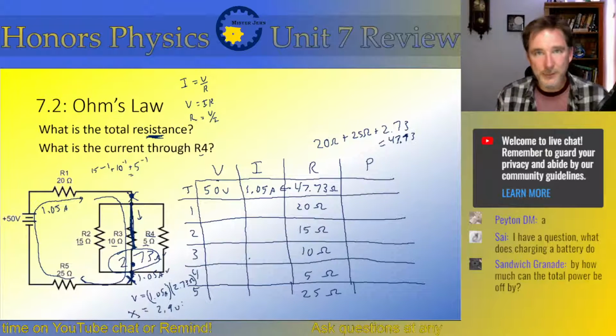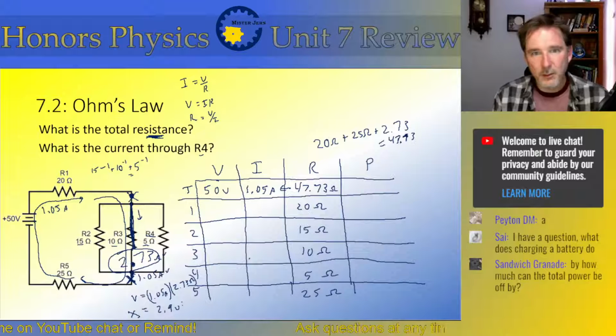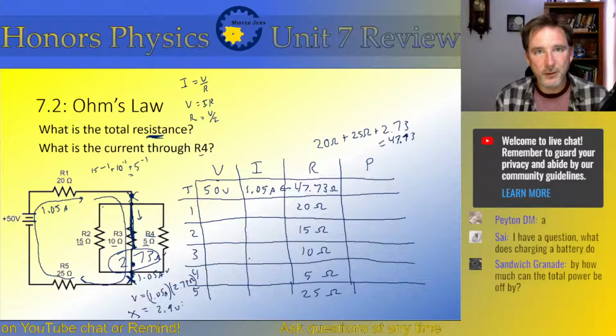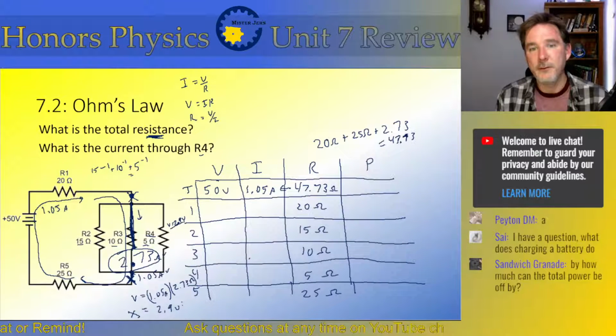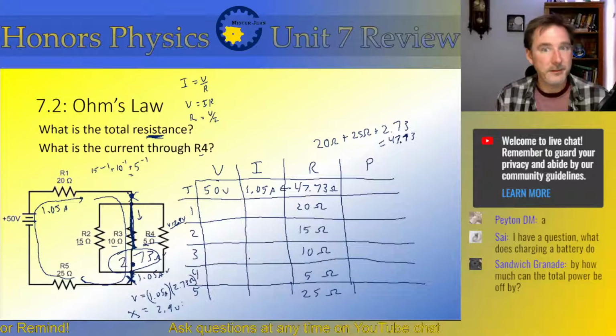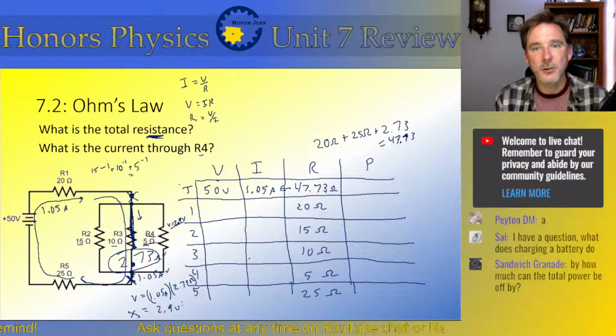Well, we found it. Now we got to think about it. Remember the trick about things wired in parallel. They all have the same voltage. That means that the voltage right here is 2.9 volts. Oh, wait a minute. We got voltage. We got resistance. We could divide.